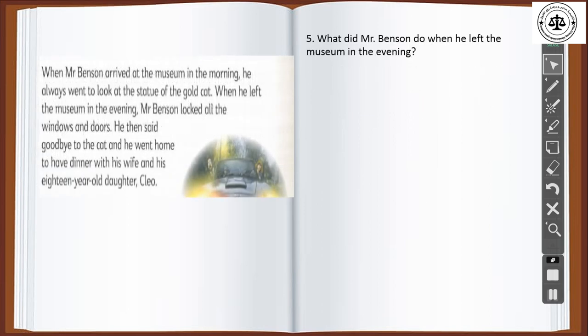Now, let's go back to our story. When Mr. Benson arrived at the museum in the morning, he always went to look at the statue of the gold cat. When he left the museum in the evening, Mr. Benson locked all the windows and doors. He then said goodbye to the cat, and he went home to have dinner with his wife and his 18-year-old daughter, Cleo.